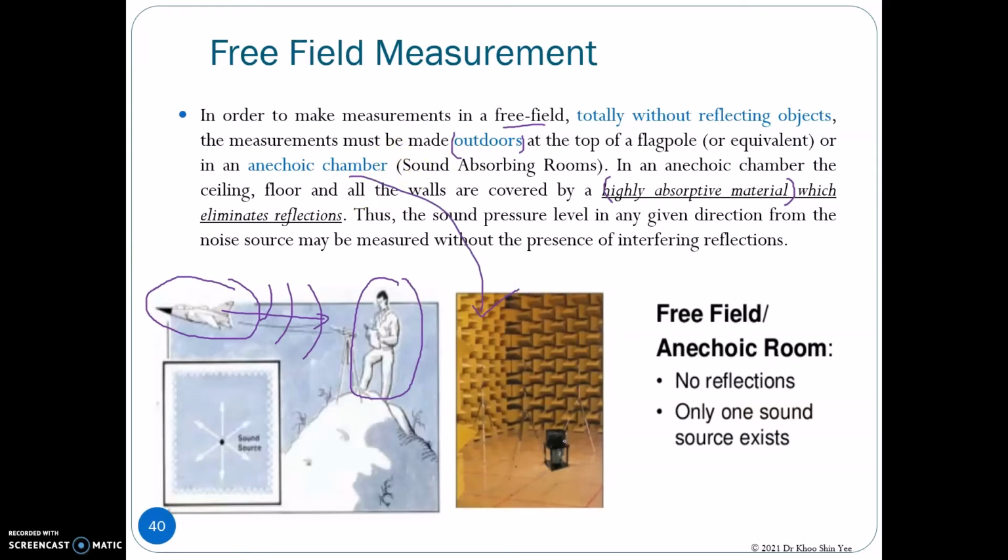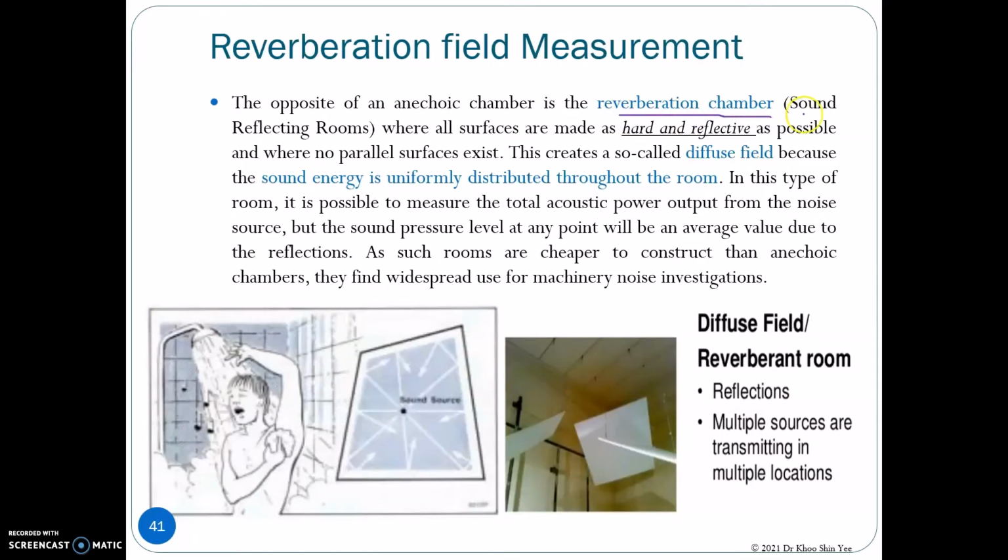Inside this room, we want to make sure that there is only one sound source, which is the test object that we wish to measure the noise level in terms of sound power, sound intensity level or the sound pressure level. Reverberation chamber or the sound refracting room is opposite to the anechoic chamber.